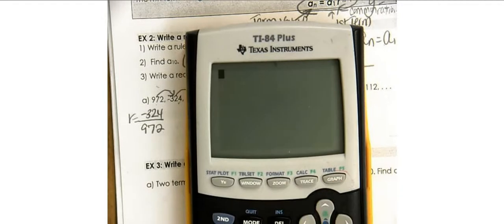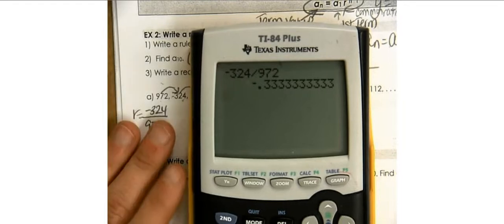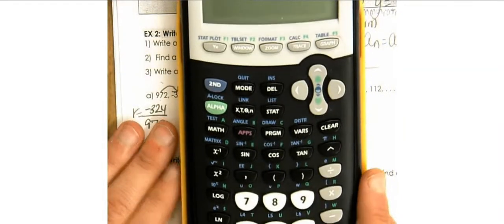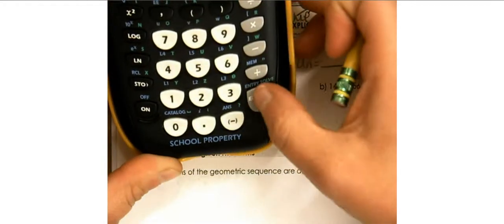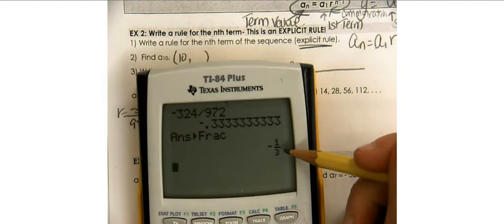Now, because you are going to be allowed to use a graphing calculator on your test, I want to show you a calculator trick just to make sure that you understand everything. I'm going to go negative 324 divided by 972. I'm going to end up with a decimal. It's 0.3 repeating. What's really nice about this is that we all know that 0.3 repeating is 1/3. But you can use a calculator trick, which is where you press the math button and then you press enter twice. Math, enter, enter.